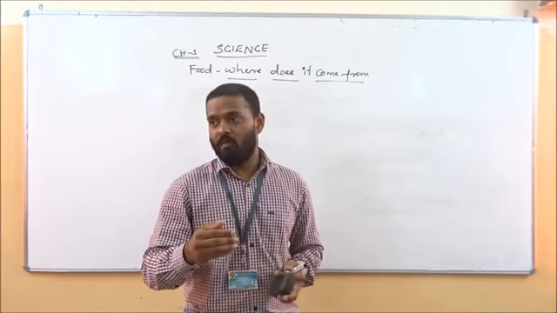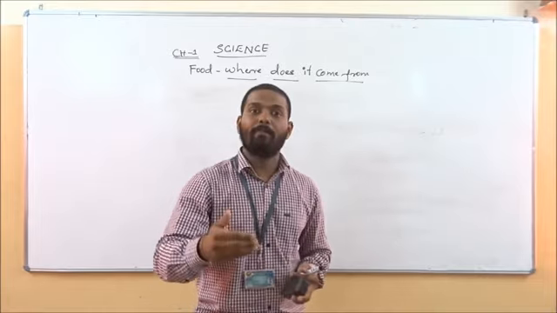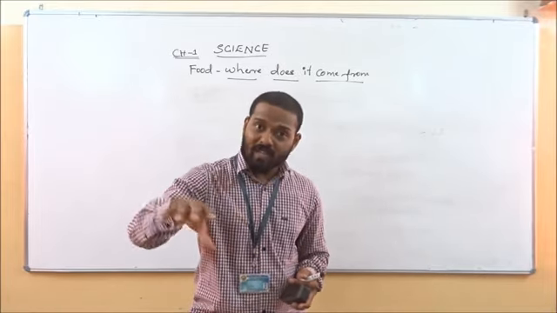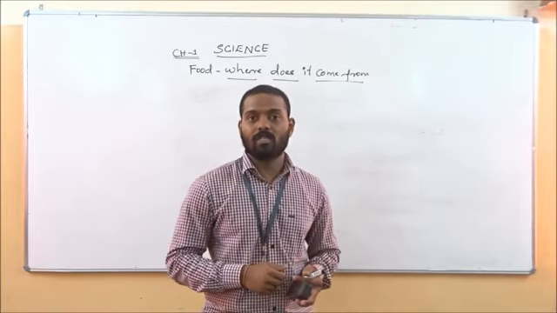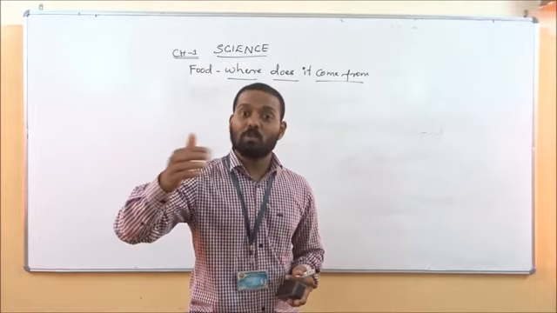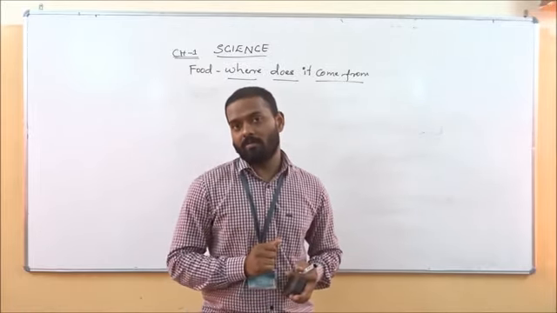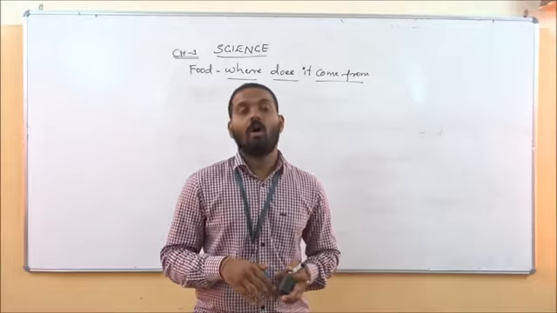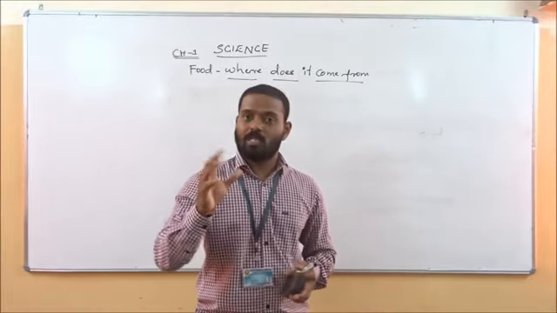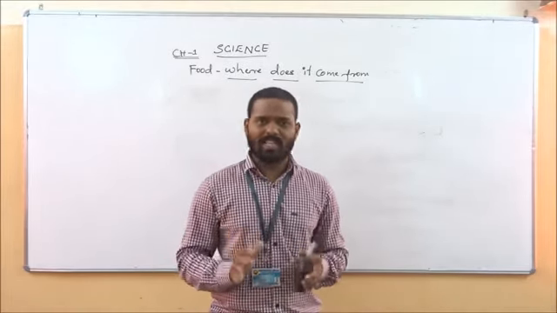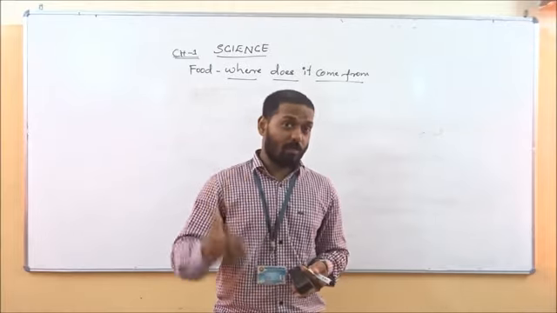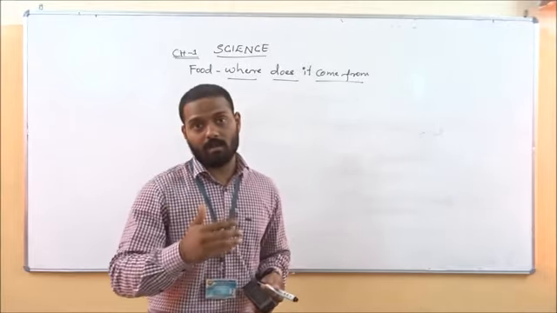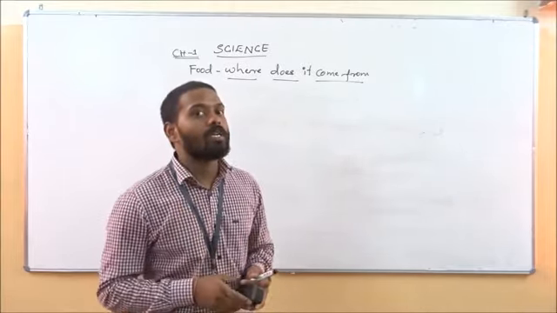One more example, the pumpkin plant. In the pumpkin plant, pumpkin leaves are used as leafy vegetables. Pumpkin flower is used as a food item, and the fruit is also used as a food item. Like that, many plants provide more than one part as food items. Okay, please keep this in your mind.